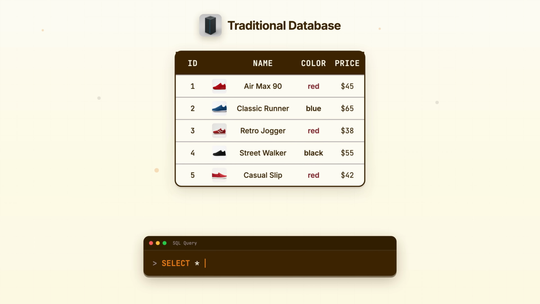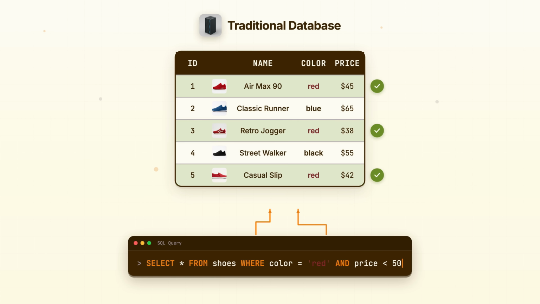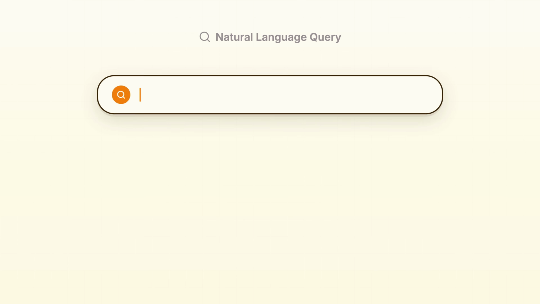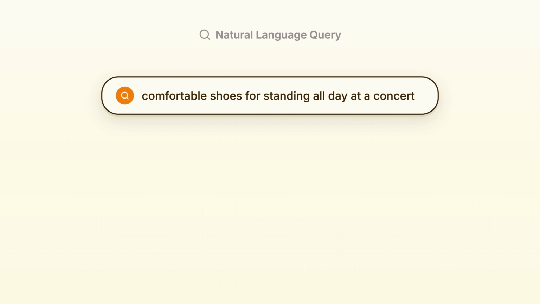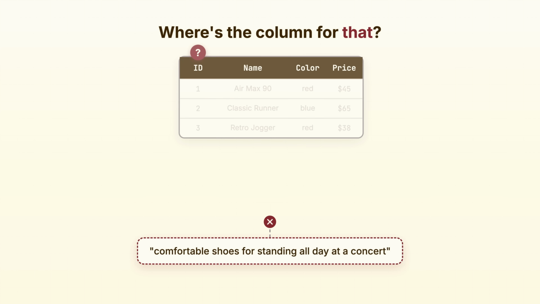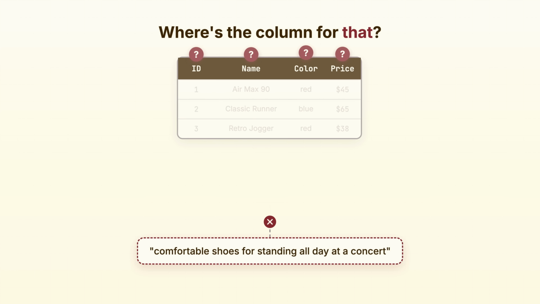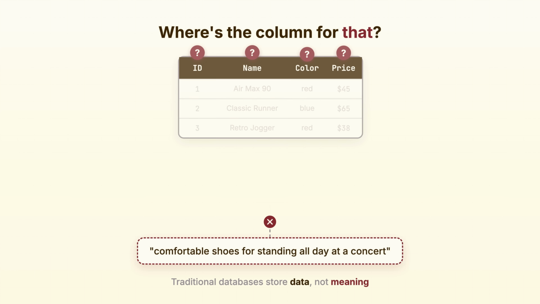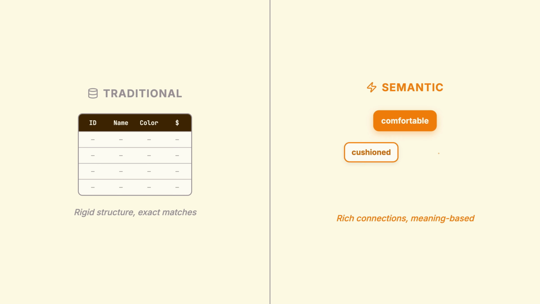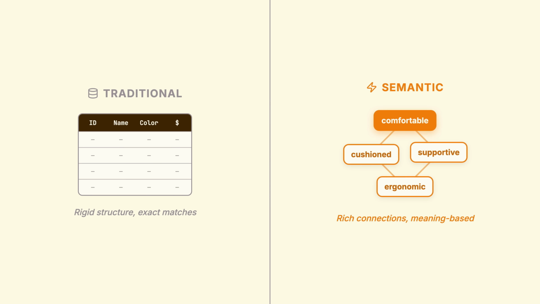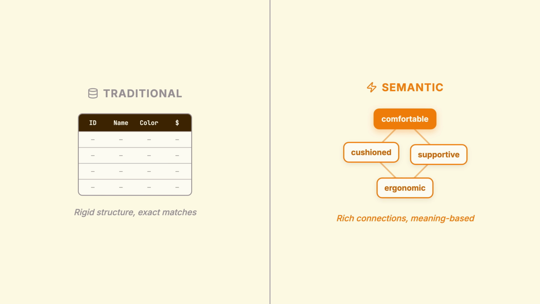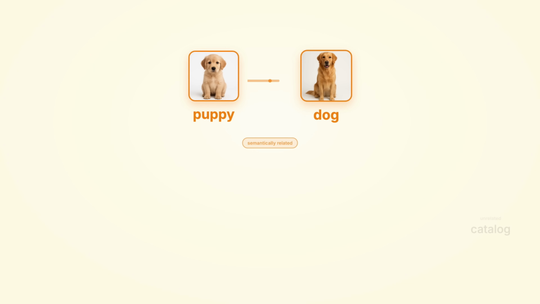Databases are incredible at exact matches. "Show me all red shoes under $50." Done. The query maps perfectly to columns. But there's a problem. "Comfortable, standing all day, concert." Where's the column for that? Traditional databases store data, but humans communicate in meaning, and meaning doesn't fit in rows and columns. We needed a way to capture meaning itself, mathematically. A way to make computers understand that puppy and dog are related even though they share no letters.